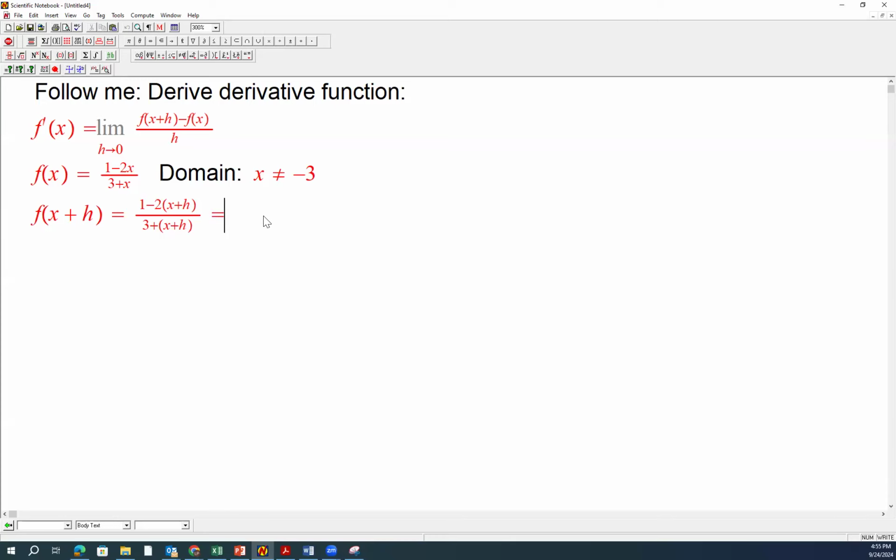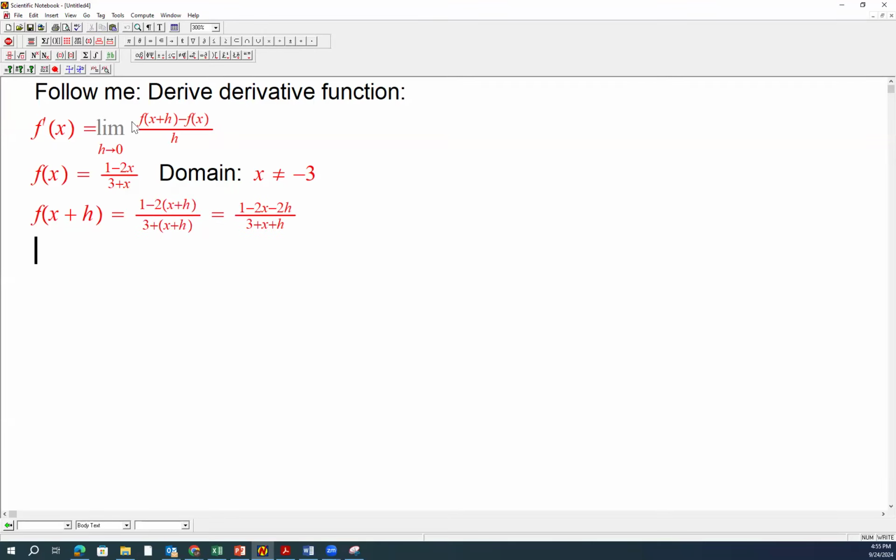You can rewrite it in a slightly different form, but it doesn't matter. You can keep it. So -2 times x, -2 times h, so we get 1 minus 2x minus 2h. And because there's a plus sign in front, we can just remove these parentheses. We can use either one.